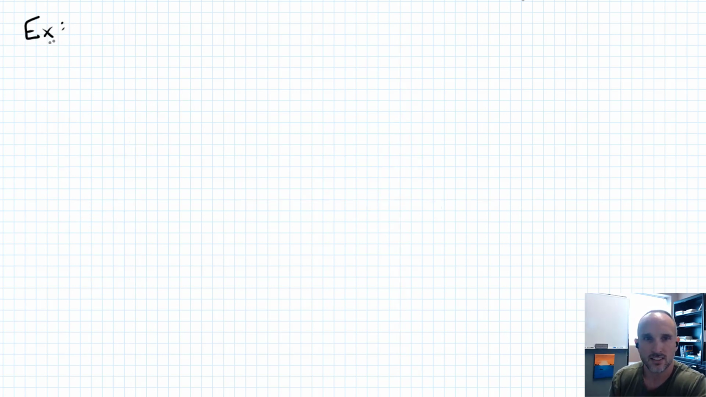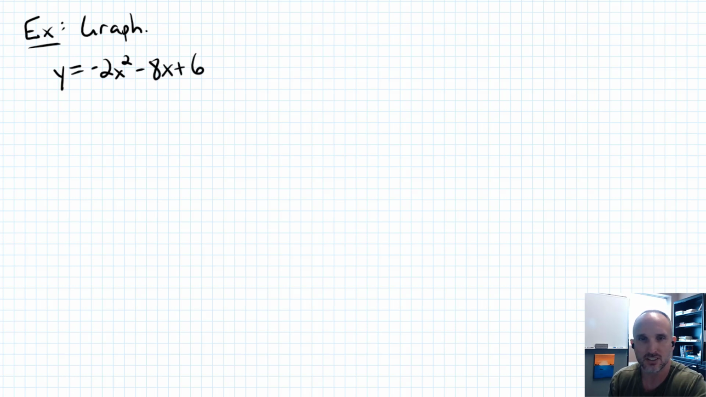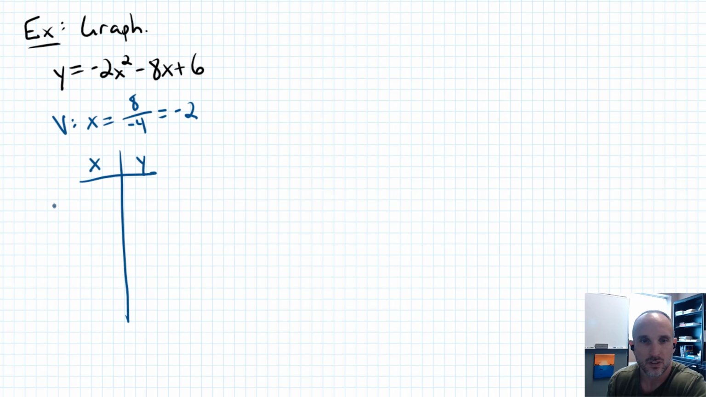Okay, last example, just to be thorough. We have y equals negative 2x squared minus 8x plus 6. Our vertex will come from x equals negative negative 8, which is positive 8, over 2 times negative 2, which is negative 4. So our vertex is going to occur when x is negative 2. So our vertex, x is negative 2. We need to find the y with it.